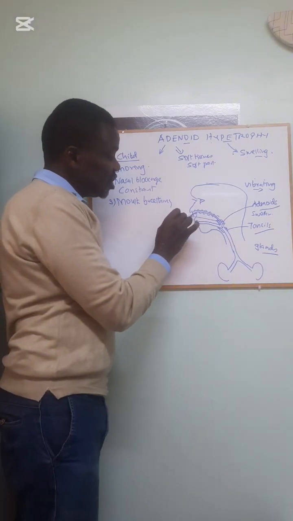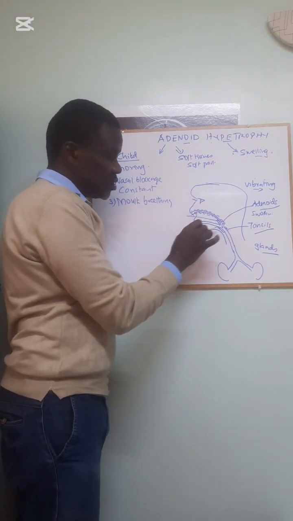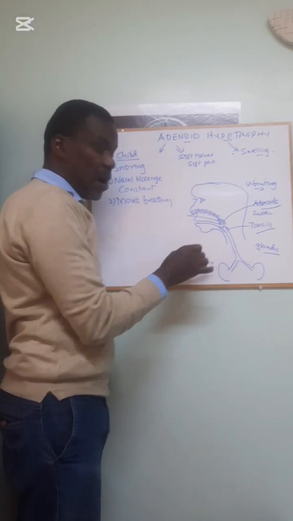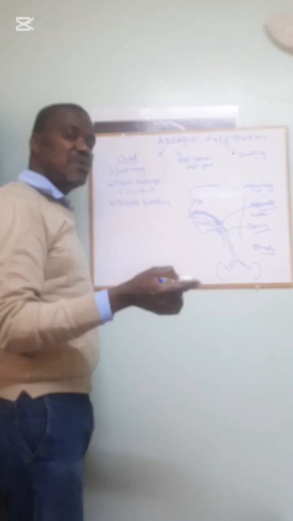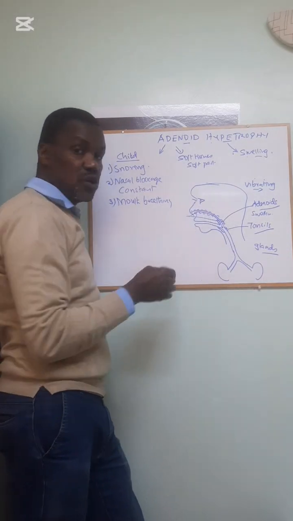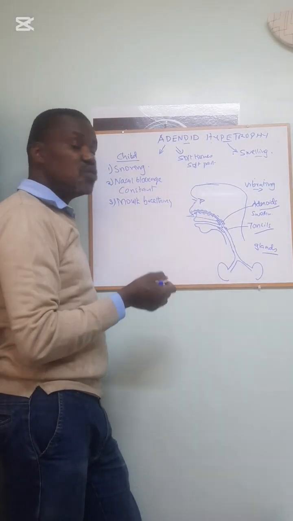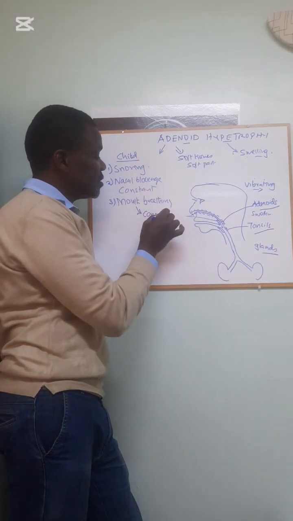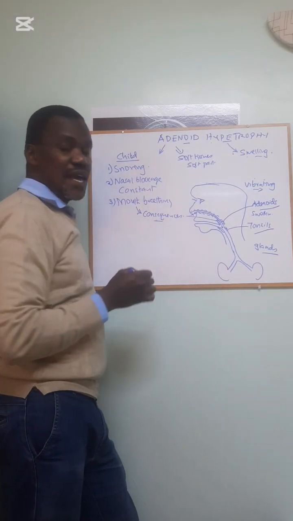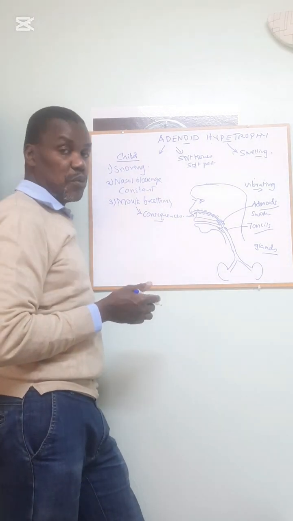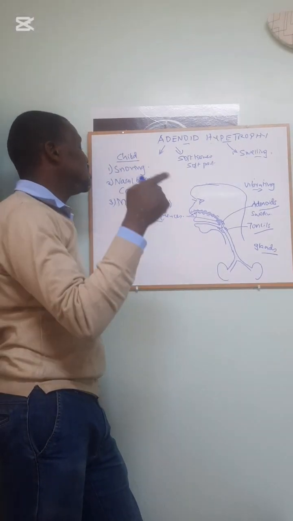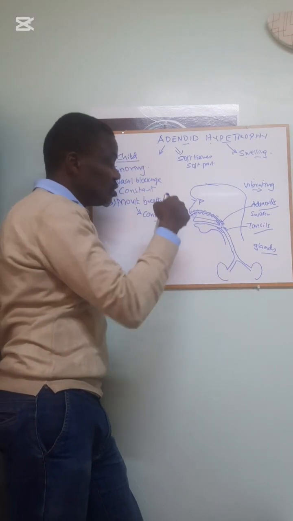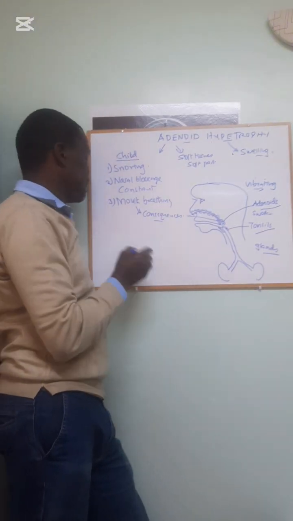Because there is obstruction of airflow through the nose, they will choose to breathe through the mouth because it is easier to breathe through the mouth than to breathe through the nose. But breathing through the mouth will also have its own consequences, because that is not what is supposed to be happening. Breathing should be taking place through the nose and not the mouth.